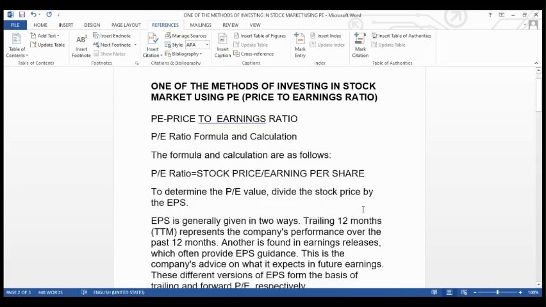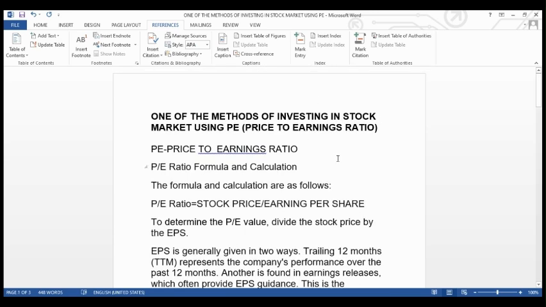So today we are going to see one of the methods of investing in the stock market using the PE, price to earnings ratio, we can call it. So what is its formula? How do we have to calculate it? PE ratio is the stock price divided by earnings per share.